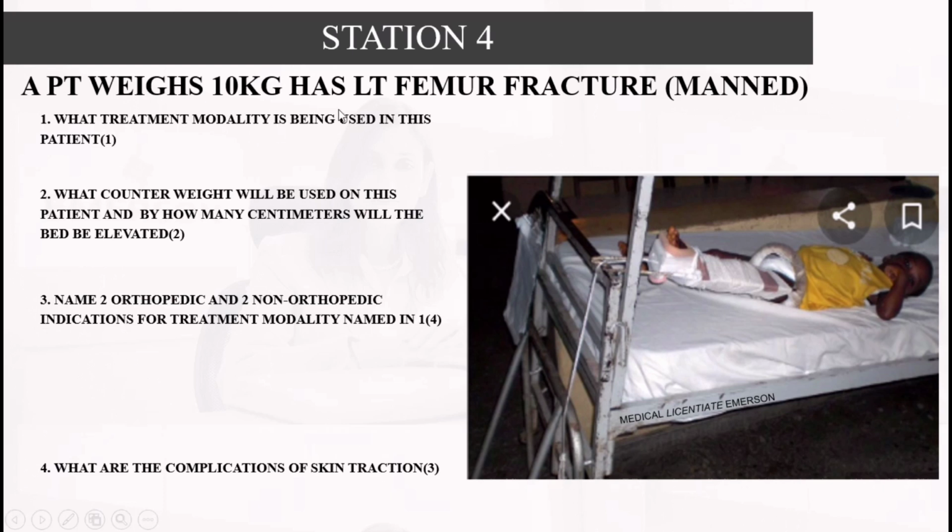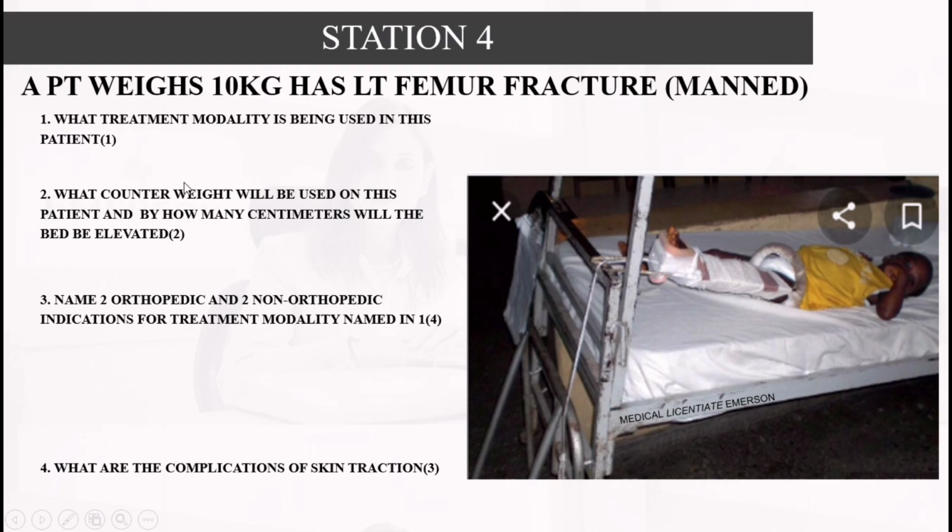So the patient weighs 10 kg and has a left femur fracture, a patient on a traction. So the questions: what treatment modality is being used in this patient? What counterweight will be used on this patient, and by how many centimeters will the bed be elevated? Question 3: name two orthopedic and two non-orthopedic indications for the treatment modality named in 1. Then, what are the complications of skin traction?